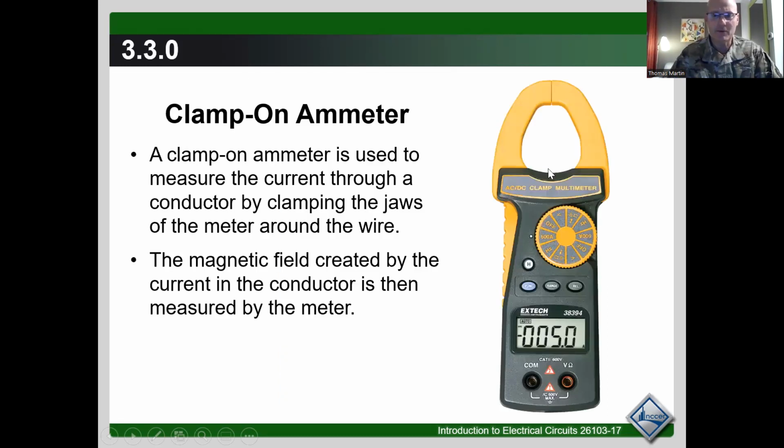All right, this is a clamp-on ammeter. So you notice how it's got this ring right here. This is what we clamp around the conductor. It tells us how many amps are actually drawing through a conductor.